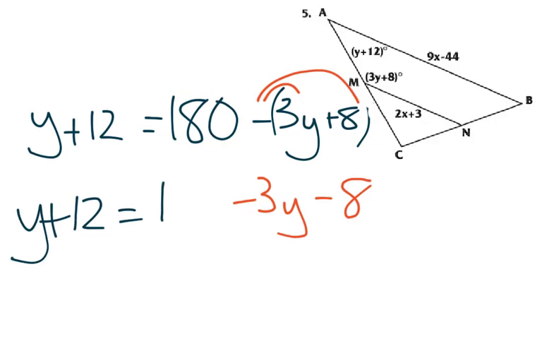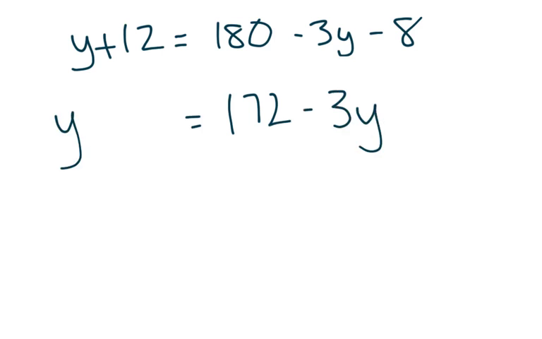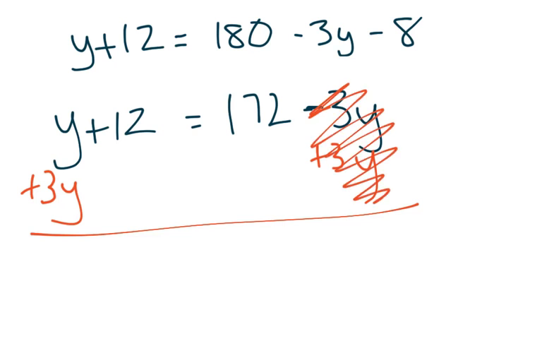So y plus 12 equals 180 minus 3y minus 8. I'm going to give myself some more room, and I'm going to combine like terms on this side. So 180 minus 8 is going to be 172. And then I still have y plus 12 over here. Notice that it's a negative 3y here, so we're going to add 3y to both sides. These 3y's will go away, and I'll get 4y plus 12 equals 172.